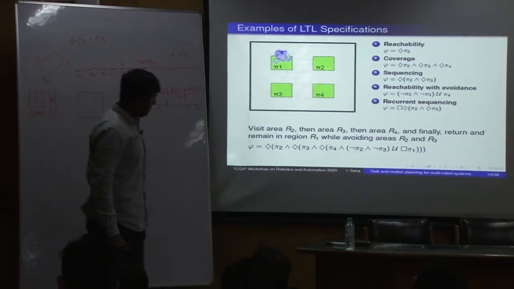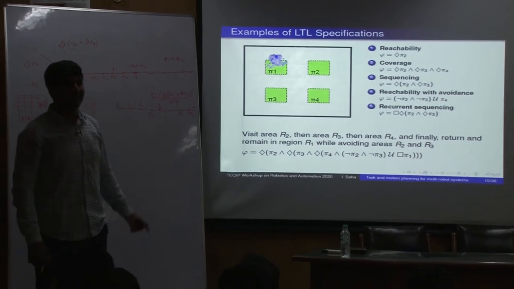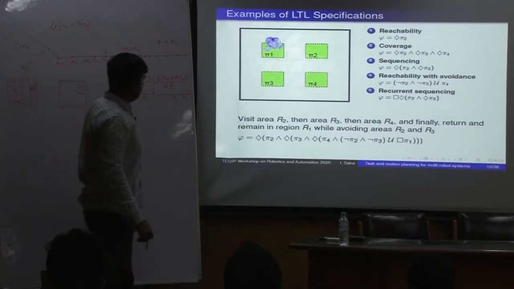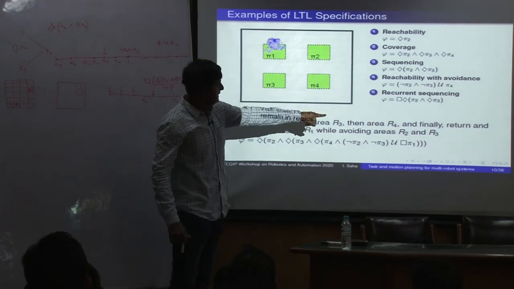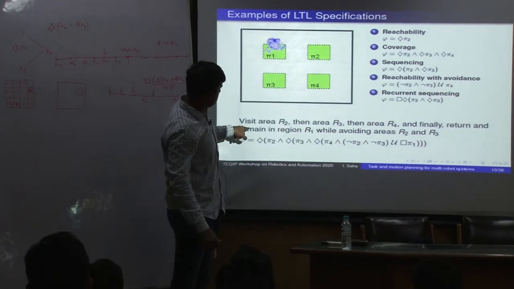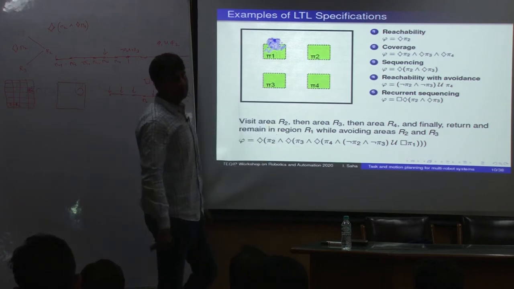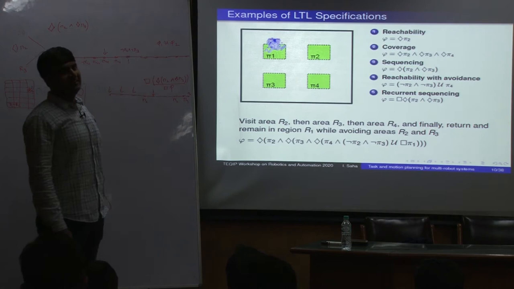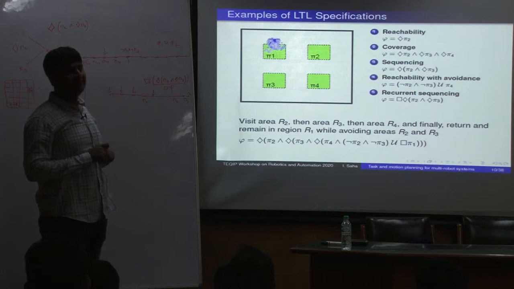So now, we started with this complex specification, right? The robot should visit region R2, then region R3, then region R4, and finally it should return to region R1 and should stay there, right? So now, can we write this specification formally using this language?